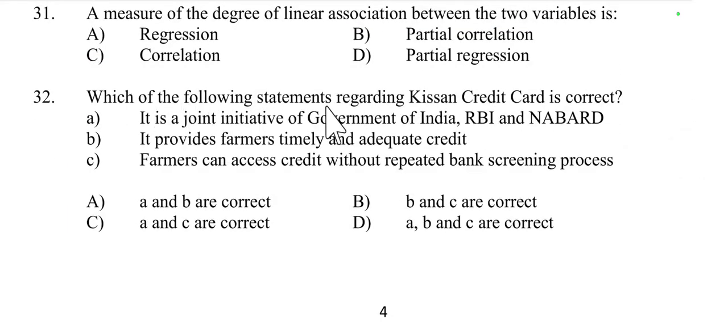Then question number 32. Which of the following statements regarding Kisan Credit Card, KCC, is correct? First, it is a joint initiative of the Government of India, RBI and NABARD. Yes, that is correct. Then, it provides farmers timely and adequate credit. Yes. It provides credit in the card, so farmers can access credit without a repeated bank screening process. Yes. So these are all correct for the Kisan Credit Card, so options A, B, C are correct.